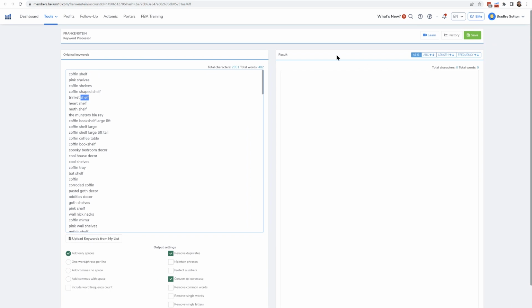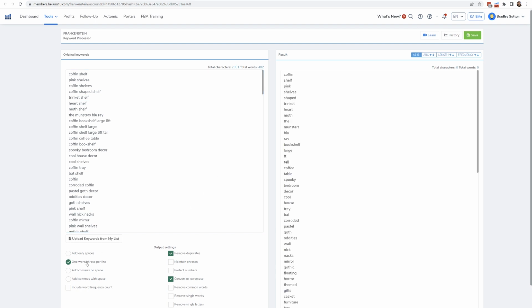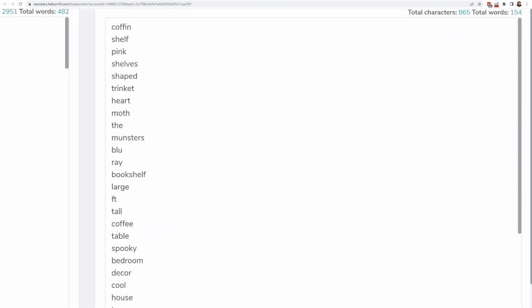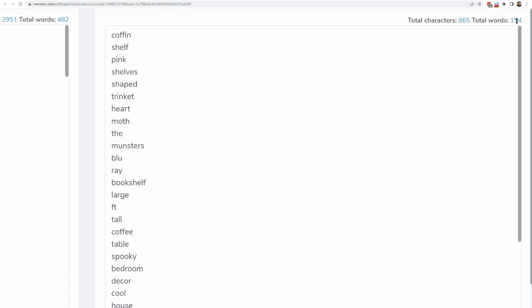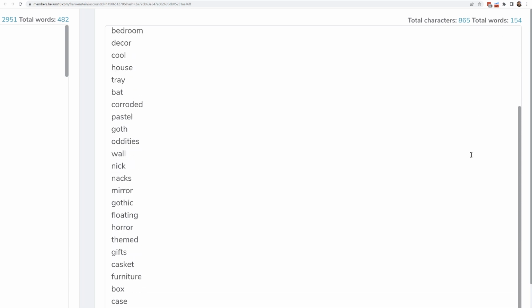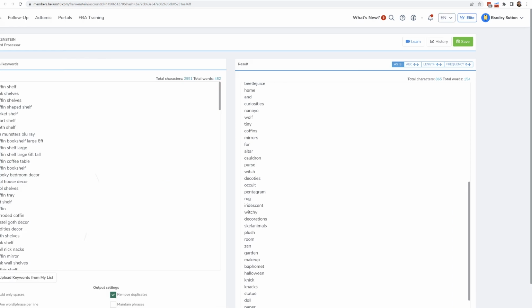All I have to do to extract the individual keywords, which again, that's all I need to index for these, is I'm going to hit here in Frankenstein 1 word or phrase per line, and I'm going to remove the single letters. Boom goes the dynamite. Those 482 words now are only 154 individual words. And I can probably fit 154 individual words at different parts of the listing.